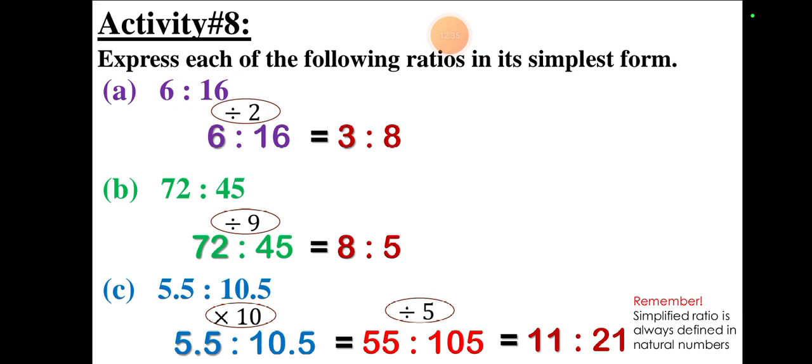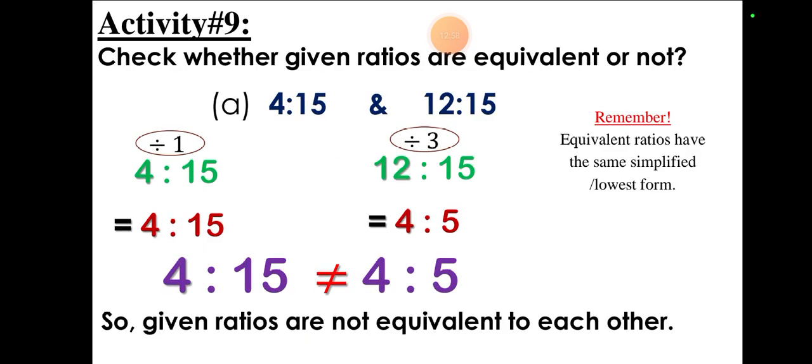Okay, then express these in simpler form. Like 6 ratio 18, we divide by 2, we will get 3 ratio 9. 72 ratio 45 divided by 9, I'll get 8 ratio 5. 5.5 ratio 10.5 multiplied by 10, I'll get 55 ratio 105, divided by 5, will get 11 ratio 21. So simplified ratios are always defined in natural numbers. Okay, always we get a natural number.